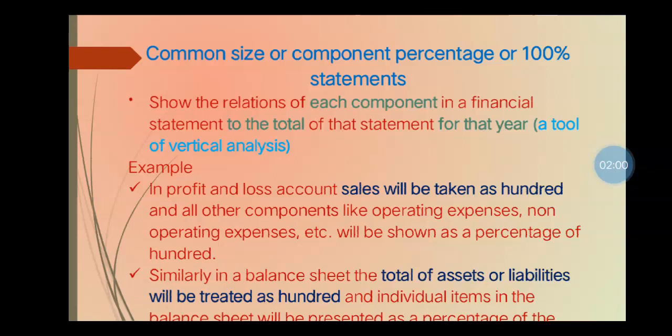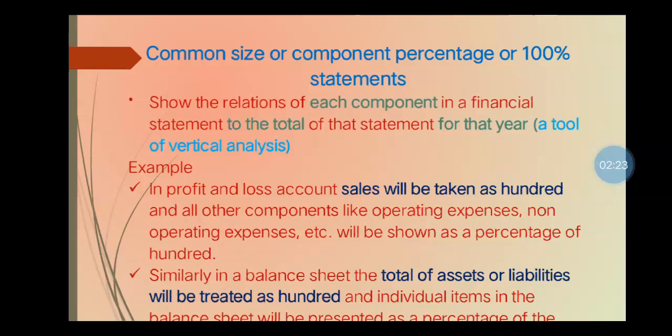Clear now? In a profit and loss account, there will be administrative expenses, selling expenses, interest received, commission received, interest paid, income tax paid. Lots of items will be there in the profit and loss account. Each of these items is individually related to sales while preparing a common size income statement.